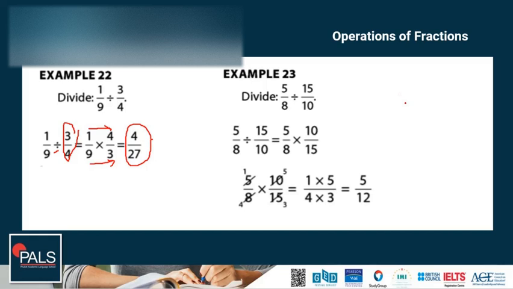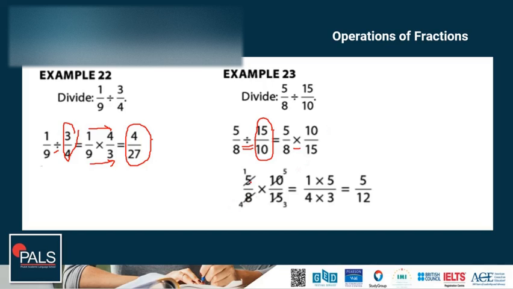Example 23, divide 5 over 8 divided by 15 over 10. Again, flip the second fraction. Change division to multiplication. So we have 5 over 8 times 10 over 15. Then you can multiply across, but before you multiply across, kindly check your fractions if you can do cross cancellation.